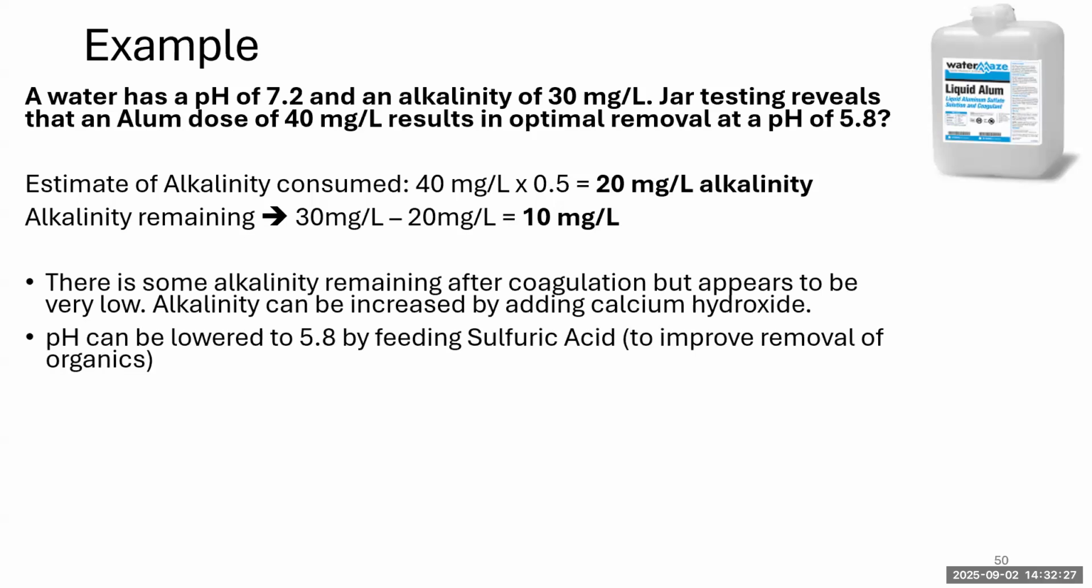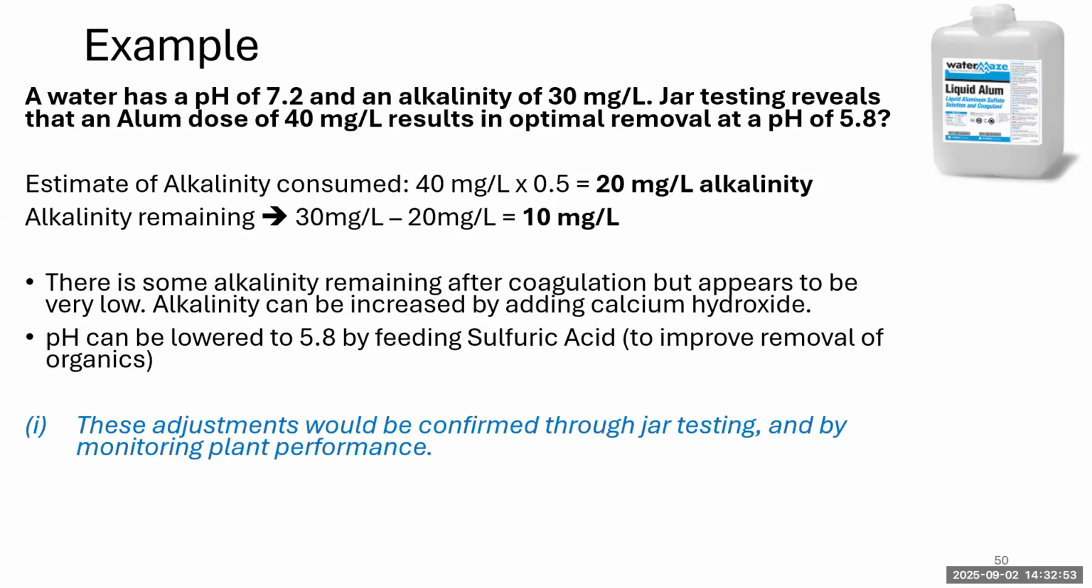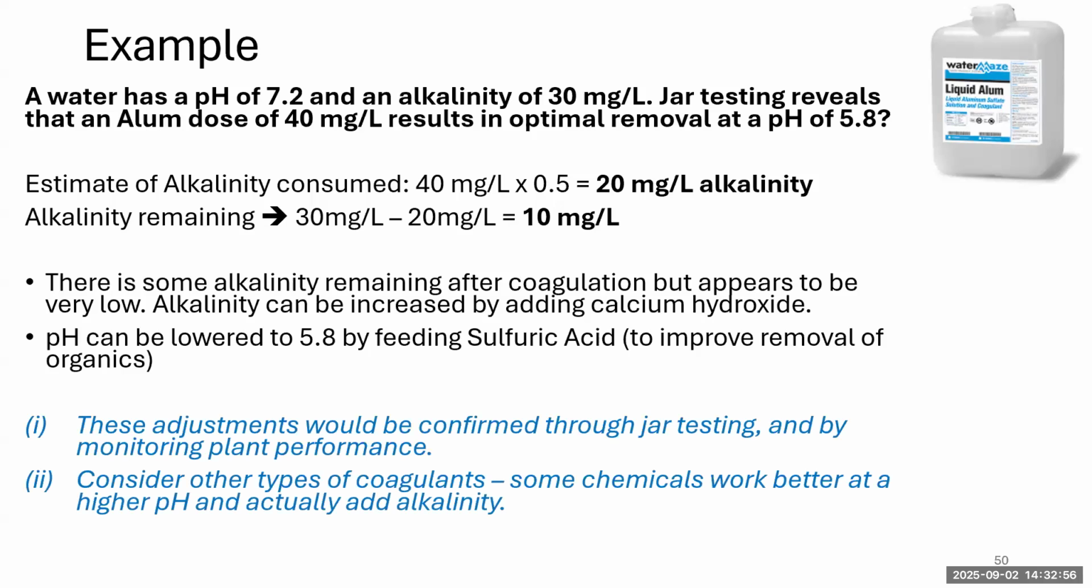Also, we would need to reduce our pH from 7.2 down to 5.8, so we'd probably have a sulfuric acid feed. These are the kinds of things we'd have to go through if we wanted to use alum to achieve this optimal result. And this is one of the reasons why we might consider other types of coagulants too, where we don't have to go through so much adjustment. We'd have to confirm it with additional testing and monitor the plant performance. We would want to consider, are there other types of coagulants that aren't so pH dependent?